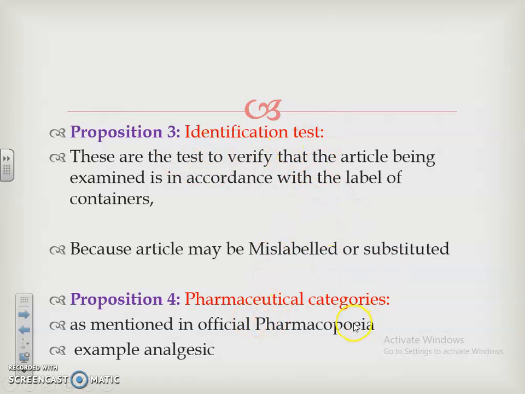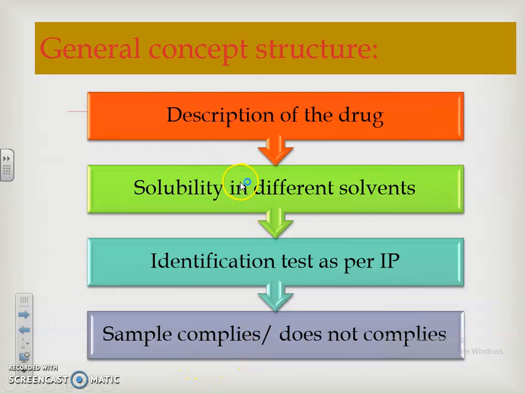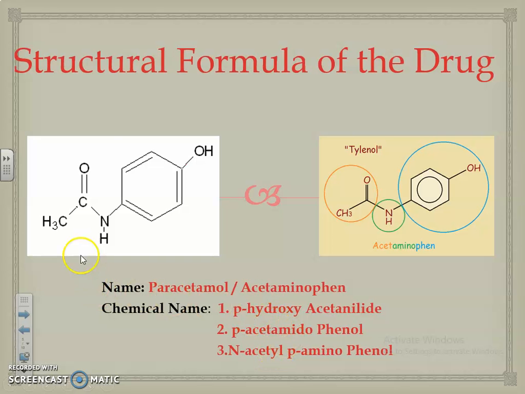Then, what is the pharmaceutical category? As mentioned in the official pharmacopoeia, for example, analgesic, antibiotic, like that. This general concept we had discussed. First we have to go for the description of the drug, then solubility in different solvents, then we do the identification test, then we conclude whether the sample complies or does not comply with IP. Now this is new for you: the identification test of paracetamol.